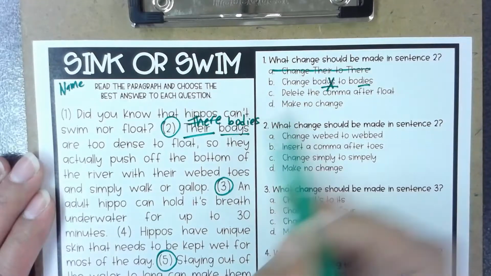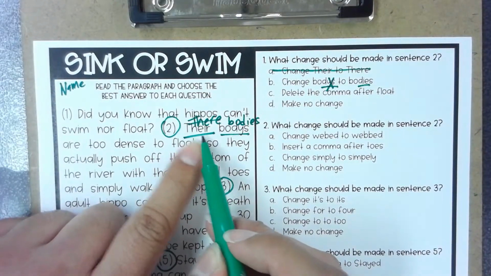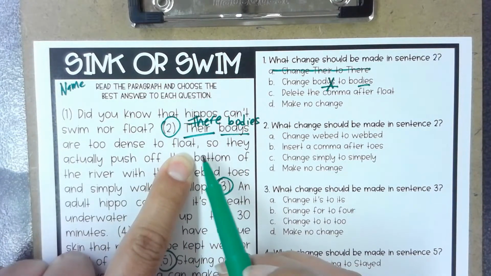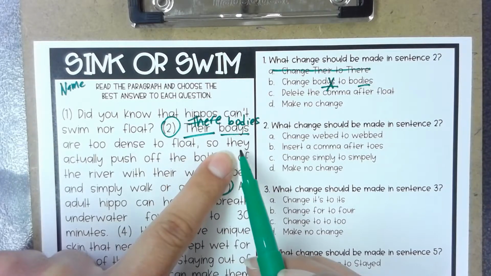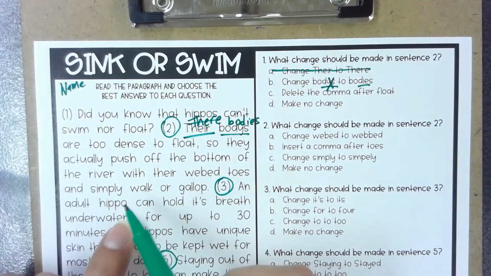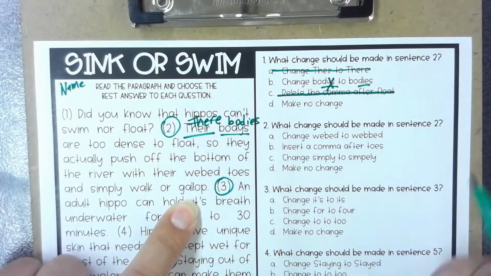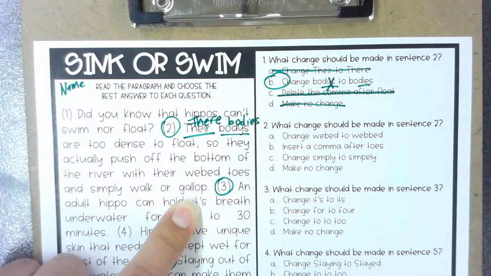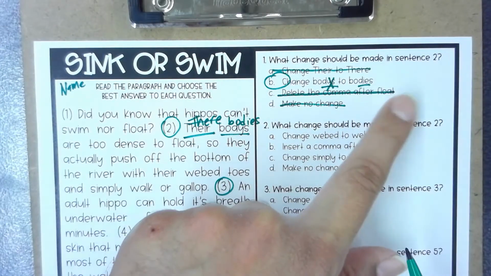Now it's not C because this is a compound sentence. There's one complete sentence. Their bodies are too dense to float. You need the comma and the conjunction to connect the second complete sentence. They actually push off the bottom of the river with their webbed toes and simply walk or gallop. You do need the comma, so you can't delete it. And make no change, sorry, you do have to make a change. It's going to be B. The spelling of the word bodies, and check all words for spelling.